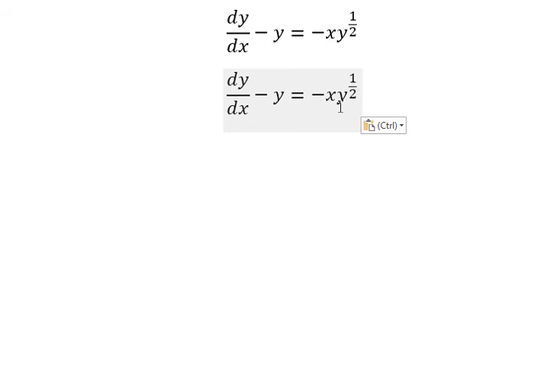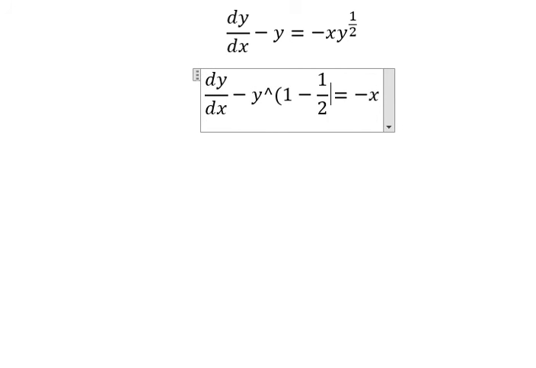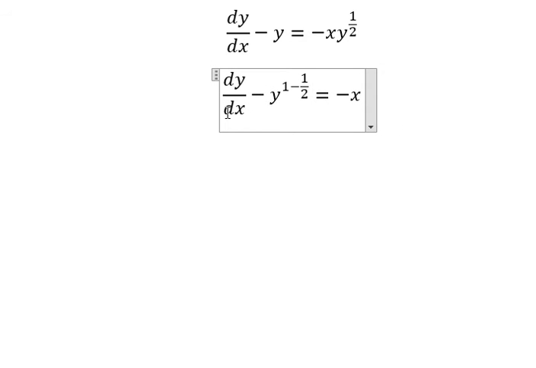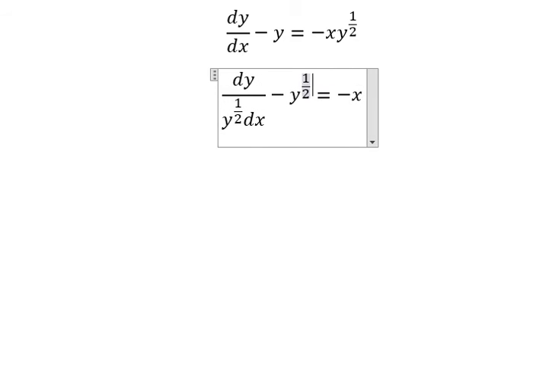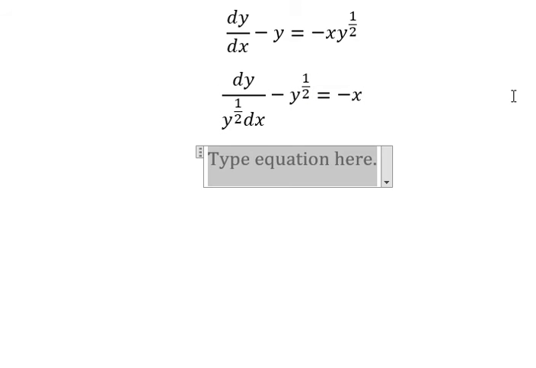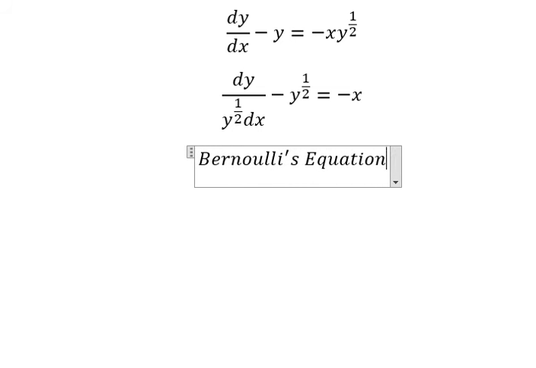We divide both sides by y to the power of 1 over 2. One minus 1 over 2, you got about 1 over 2. Now, I will need to use about Bernoulli equation.